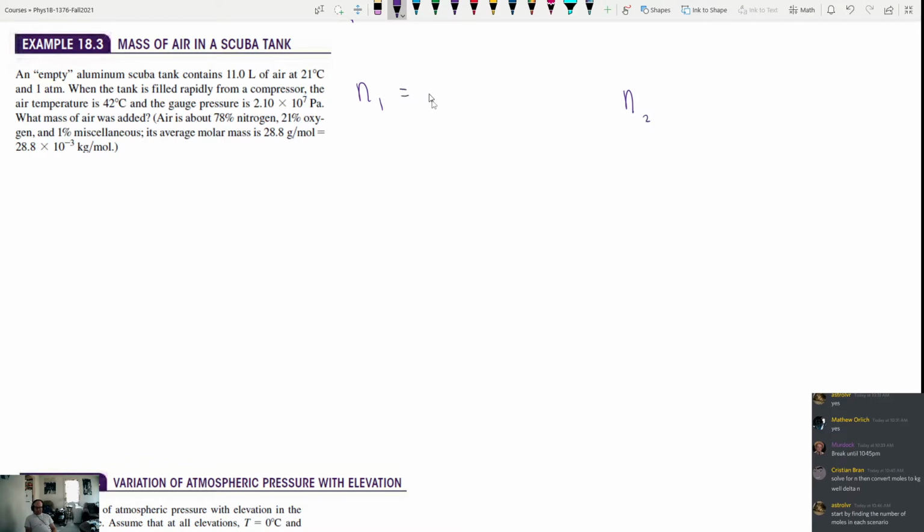So this one's going to be equal to something like, well, we have the equation. Let's just write it down right here. PV equals nRT, which means that n is going to be equal to PV over RT. So this is going to be pressure 1, volume 1 divided by R times T1, and then this one will be pressure 2 times volume 2 divided by R times T2.